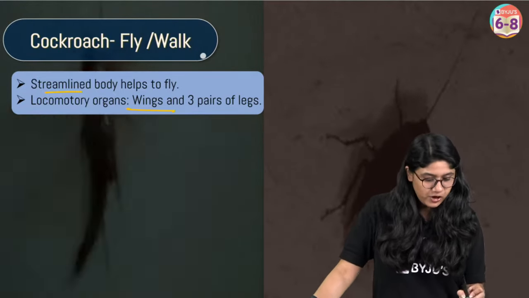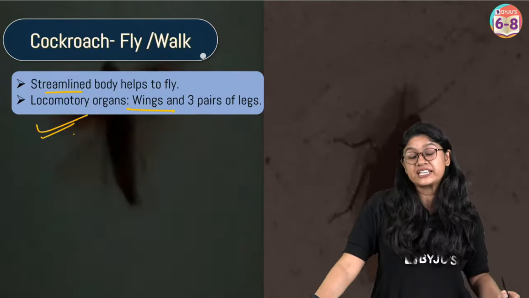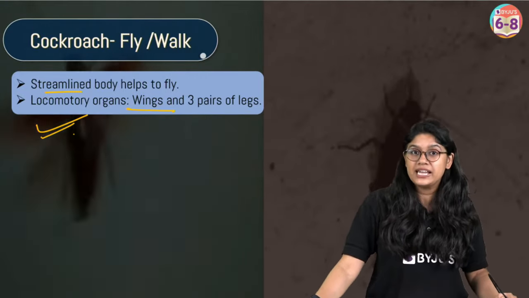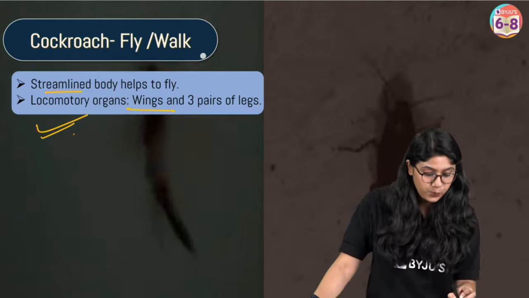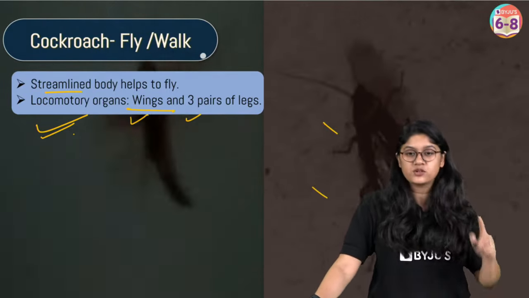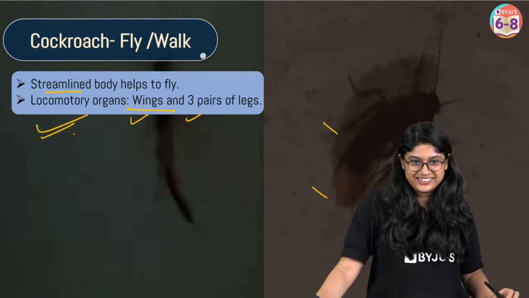So of course, the cockroaches can fly as well and they can walk also, right? They have the legs and they have the wings also, right? If you can see over here, we can see three big pairs of legs on both the sides.